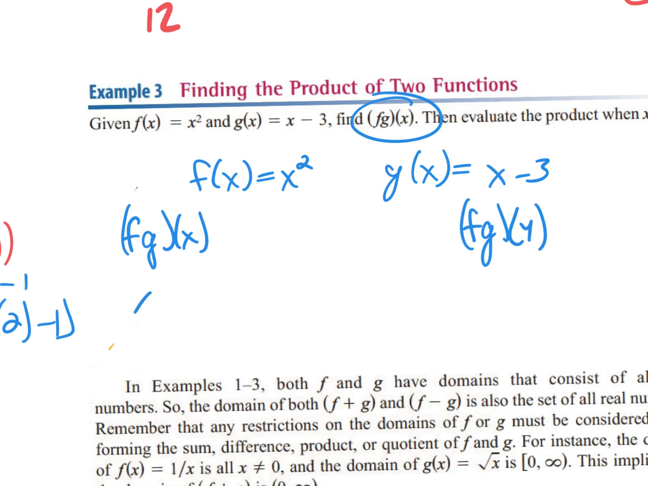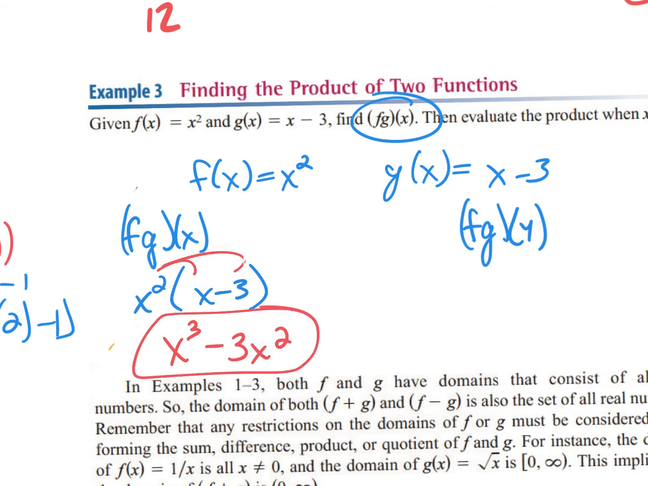So my f function is x squared. My g function is x minus 3. Show me that you understand which functions you're talking about, because on your test you'll probably have more than 2. And then what do I do here with my x squared on the outside? We distribute. So this becomes x cubed minus 3x squared, correct? Okay, that's it.